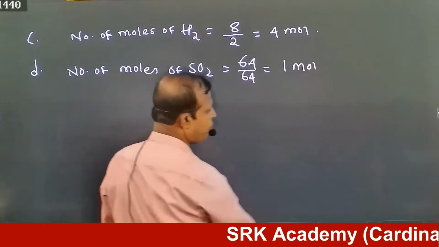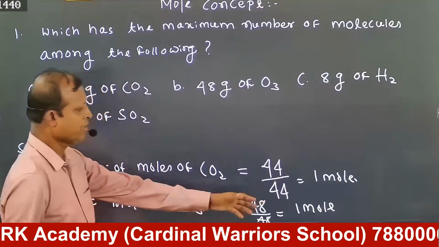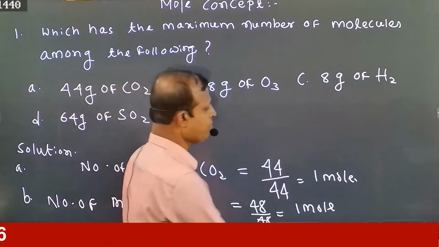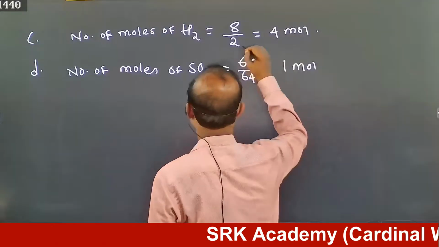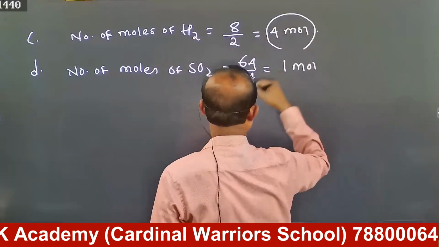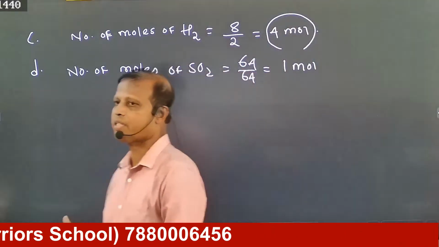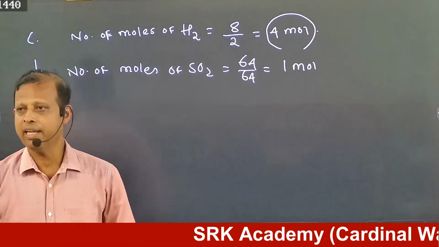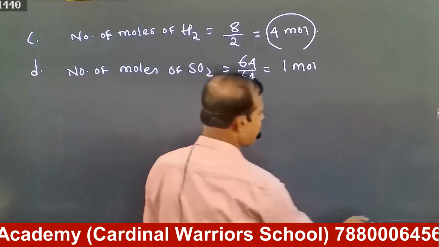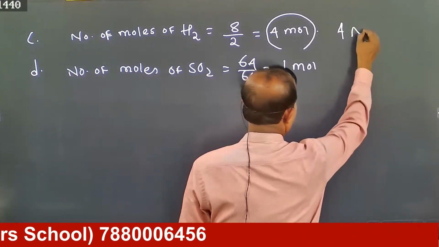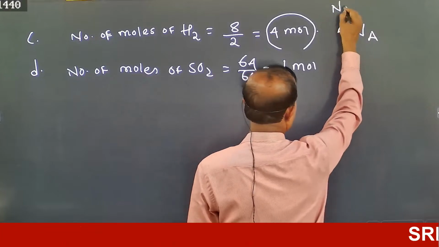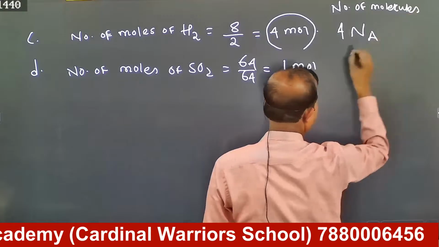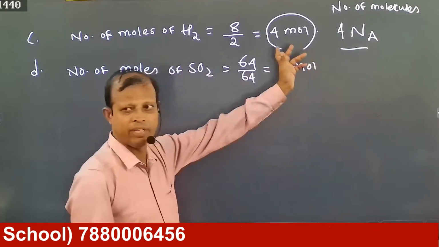So out of 4 options, which one has the maximum number of moles? Option C has the maximum number of moles, right? 1 mole of any substance has how many molecules? Na number of molecules. So here the number of molecules becomes 4 Na.